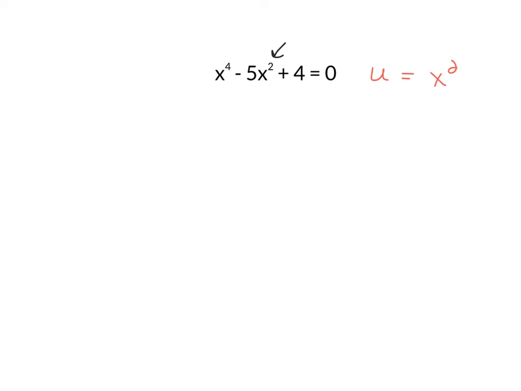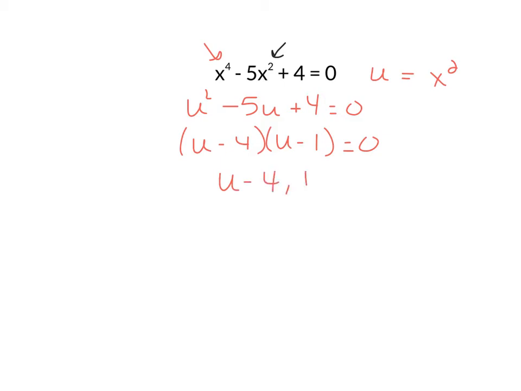Everywhere I see an x squared, I'm going to replace it with a u. So beside the 5, I'm going to put 5u because u is x squared. Now, the first term is x to the fourth, which is the square of x squared. So I'm going to put u squared there because x to the fourth is x squared squared, and u is x squared. So once you do that, we're going to factor like we always do. Factors of 4 that will give me 5, or 4 and 1.